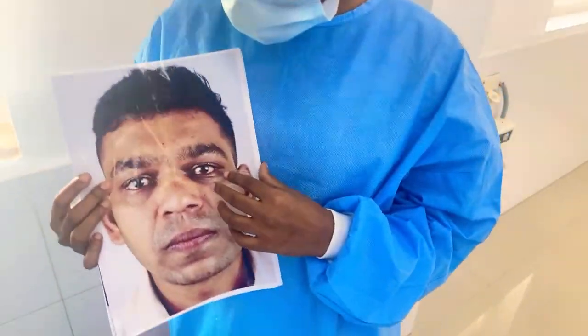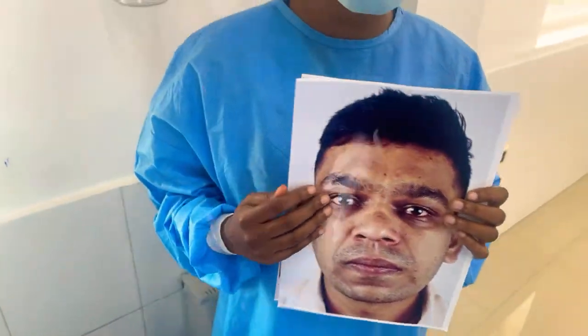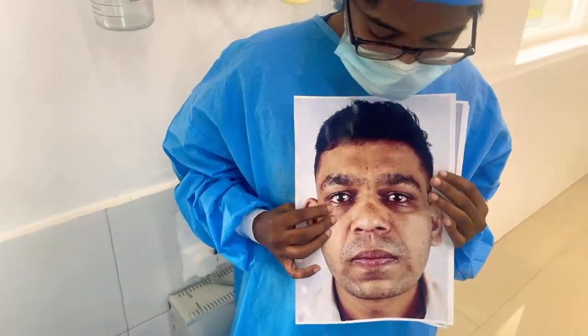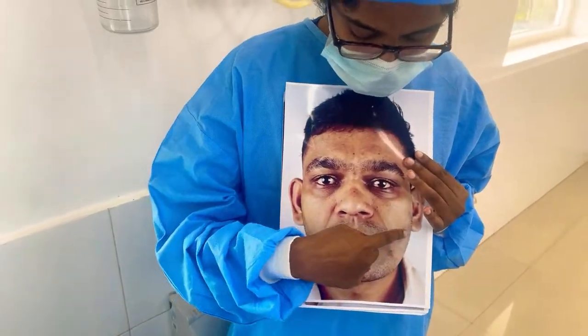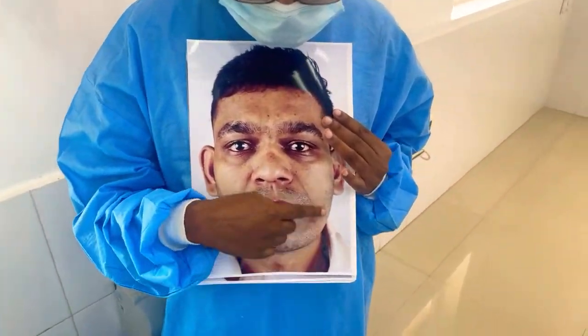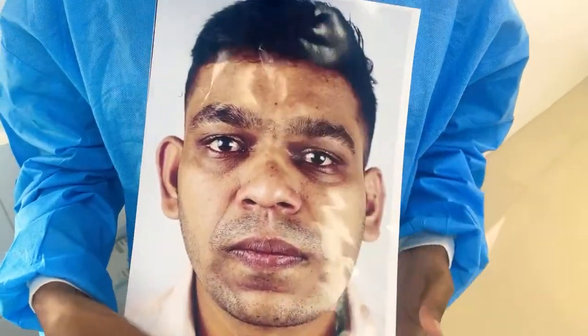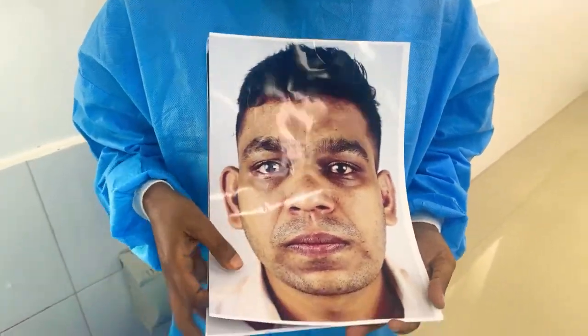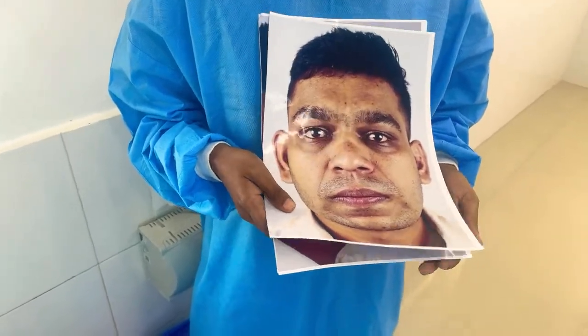So here again, let me show you the clinical picture of this patient. You see the facial asymmetry on this side. That has been corrected with an angle osteoplasty. Right now, we've already finished the angle osteoplasty part, and now what we are performing is a genioplasty.